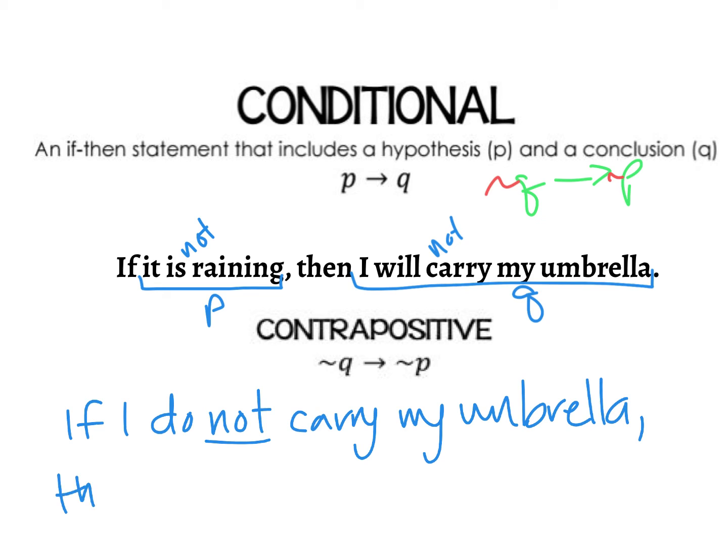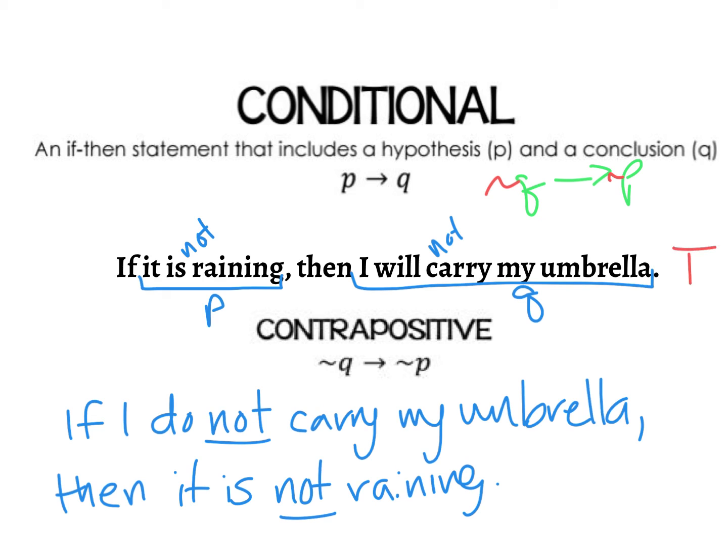Then I talk about the beginning. It is not raining. The reason why I'm underlining the not is so that I can remember that I'm supposed to do the opposite of both statements. That's the only reason, right? So, is this statement true? We know this one is. If I do not carry my umbrella, then it is not raining.